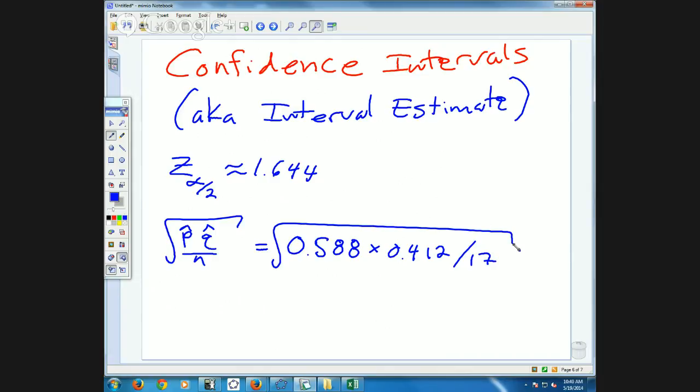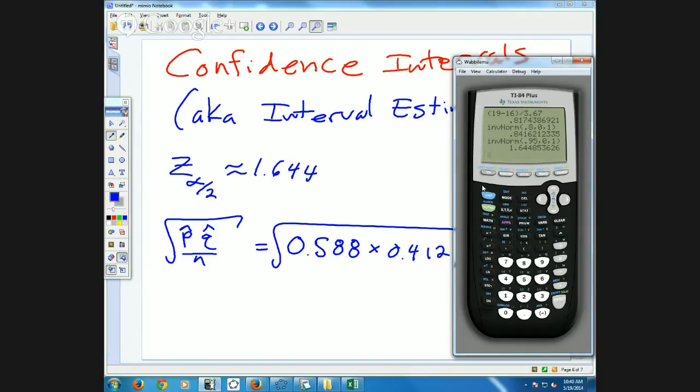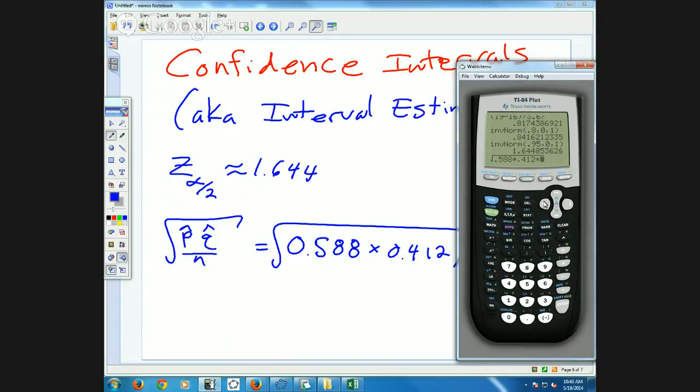Okay, let's see, what is that about? So 0.588 times, hopefully it's correct, 0.412, not times, but divided by 17. So this is the magic part that I'll try to explain in a minute. Parentheses and enter. 0.1193-ish, something like that.